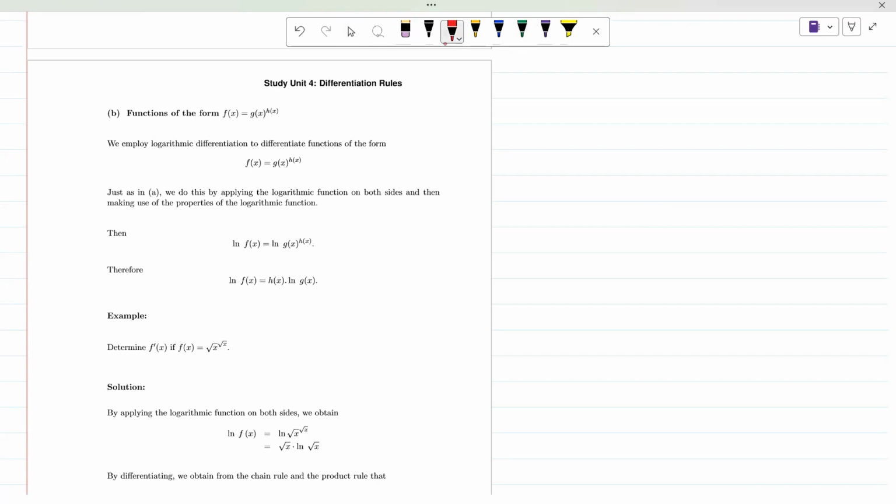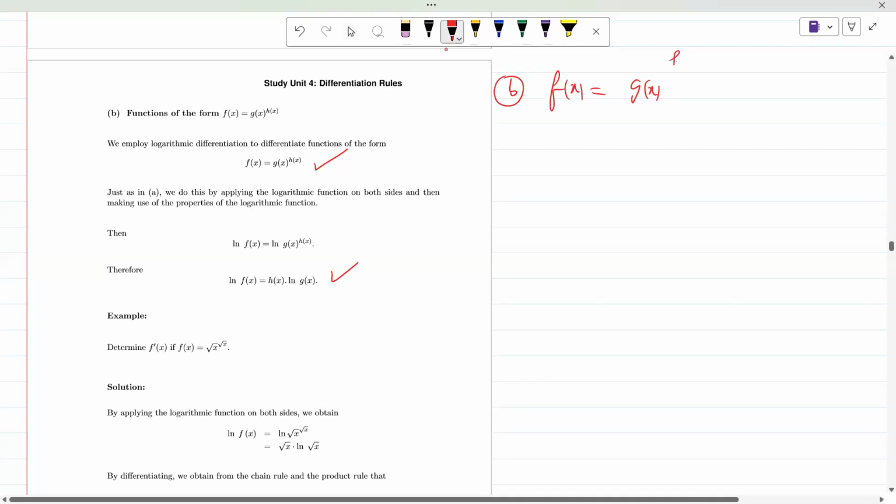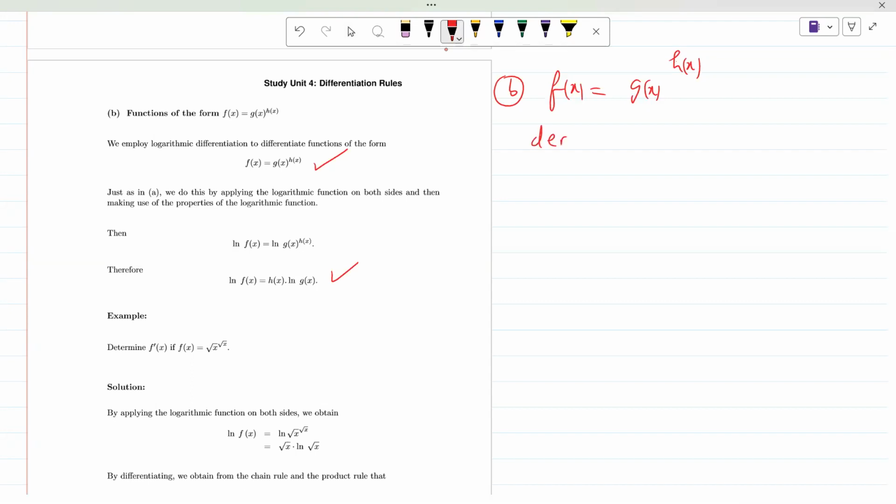But now we know something. What do we know? We know that we have f of x, which is this, and therefore we have this. Right, so let's discuss the idea of a function in that form. At this point, we're going to discuss this function. What is the function? The function is f of x equals g of x raised to h of x. Now if this is the function, we need to find the derivative of this.